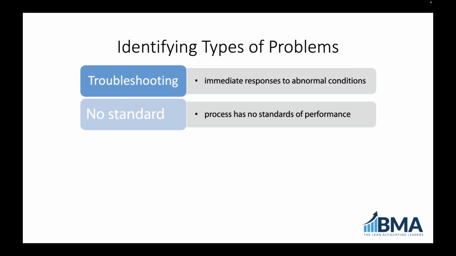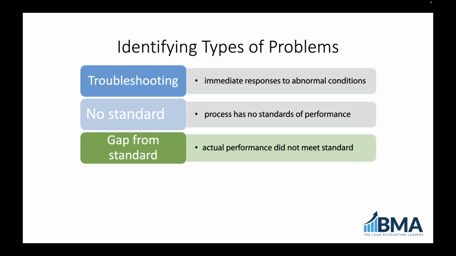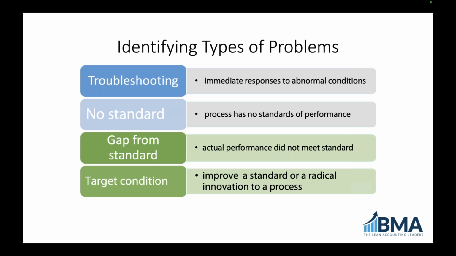There's another type of problem where there is no standard of process performance. Then there's the problem of having a standard of process performance, but there is a gap where the actual performance did not meet the standard. Then there's target condition or future state. This is about how do we improve a standard to improve performance. And troubleshooting and gap from standard, there you have to react to the problems.